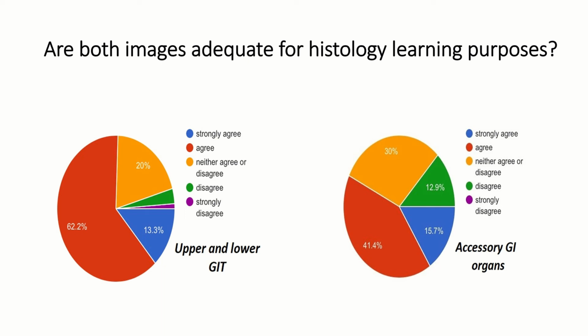How about the students? Did they prefer one set of images over the other? Well, 66.7% of participants agreed that both sets of images were adequate for teaching histology, and only 8% disagreed.